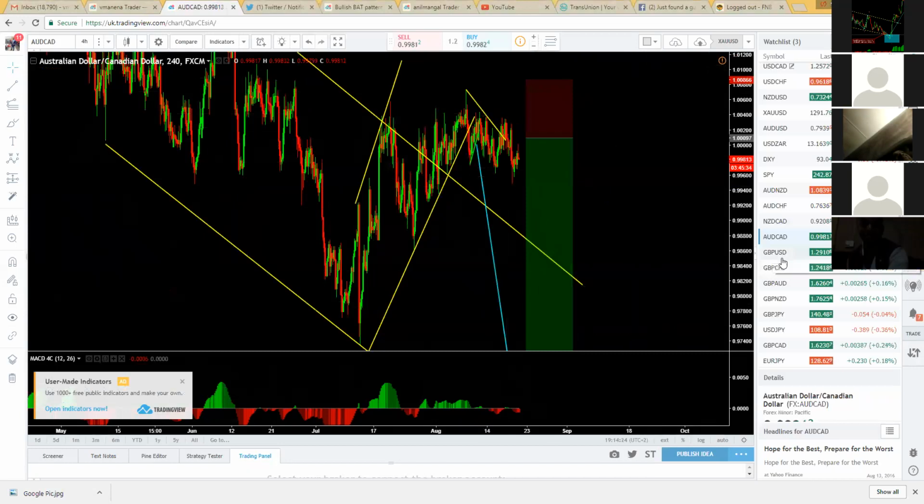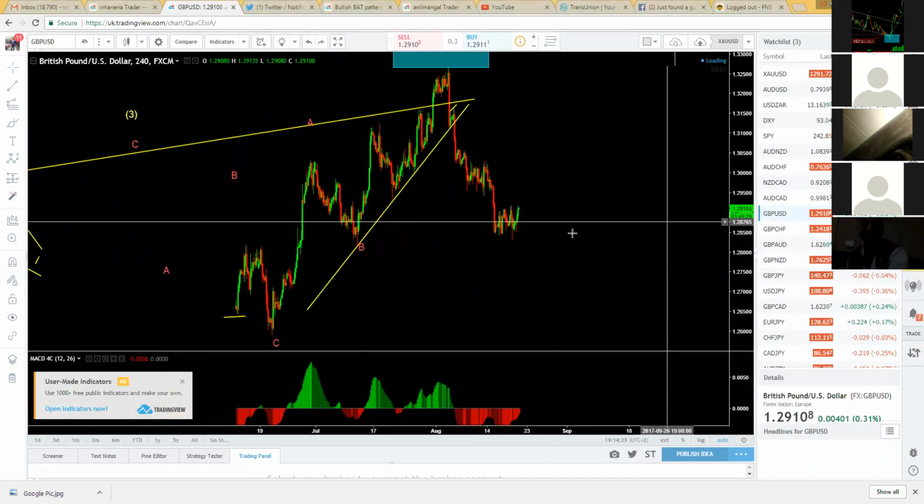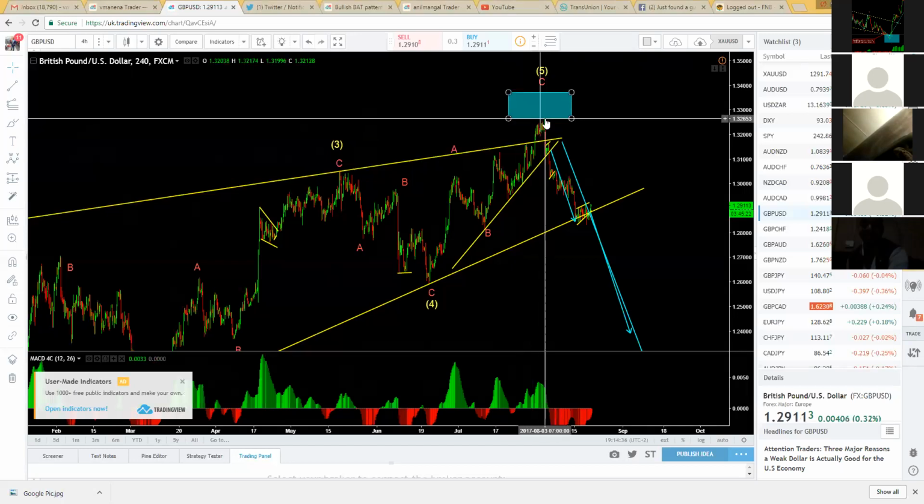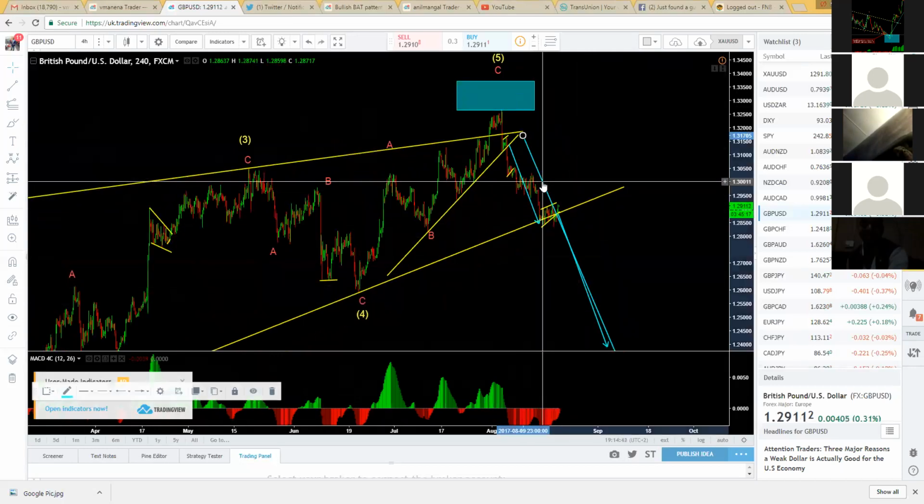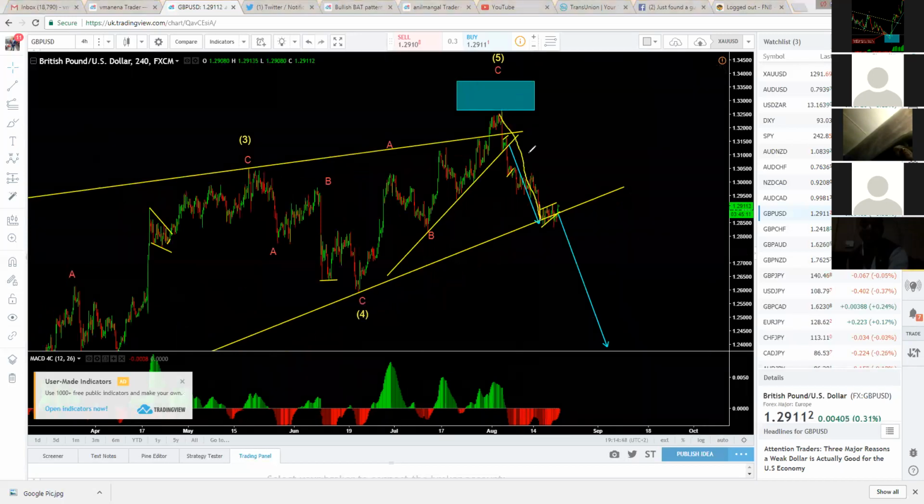Okay, that's Aussie CAD. Pound US dollar. It's in this big triangle that we sold from the blue box the day before the last NFP. So this one has already given us this impulse. Let's do it with a thicker color. It has already given us this impulse. And now it is consolidating on the trend line. When this breaks again, it will be an opportunity to sell this one again to the downside.